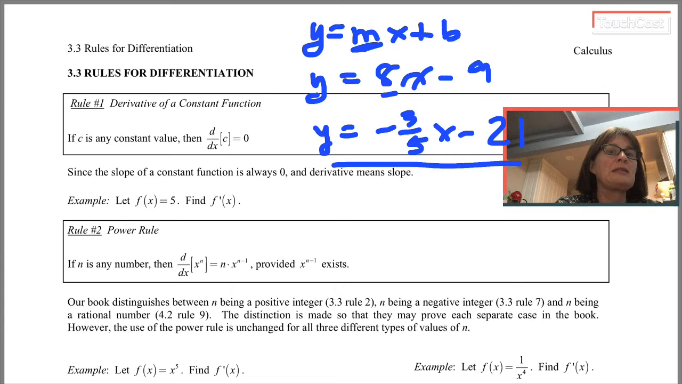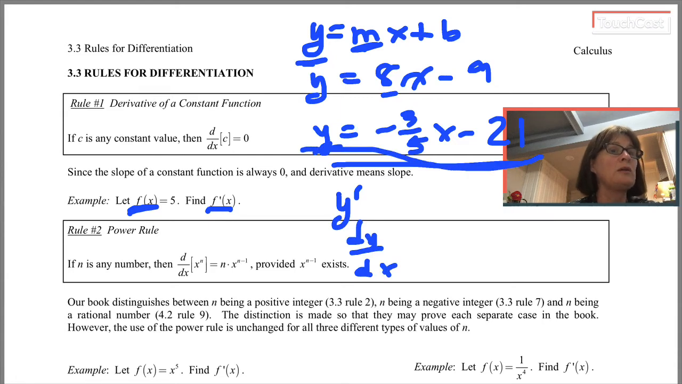I notice here that in this example I used f of x notation, and in this example I used y notation. But remember, we can use both of those notations and still talk about the derivative. So the derivative of f of x is f prime of x. The derivative of y, you could denote y prime, or you could denote dy dx. They are both totally correct. So in the case where y equals negative 3/5 x minus 21, y prime equals negative 3/5. I could just as easily have written dy dx equals negative 3/5. The two notations mean the same thing.